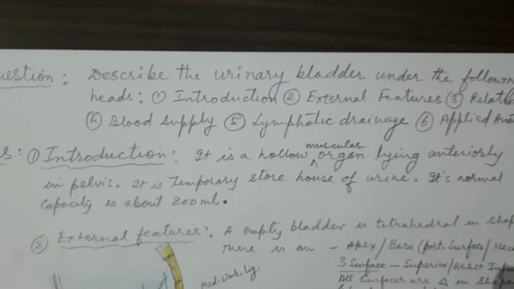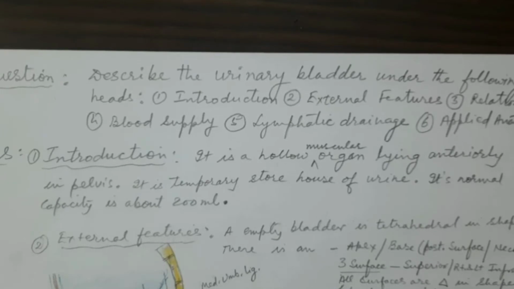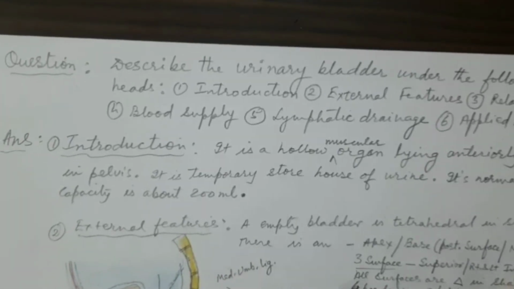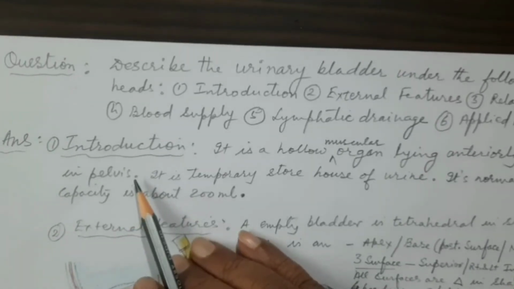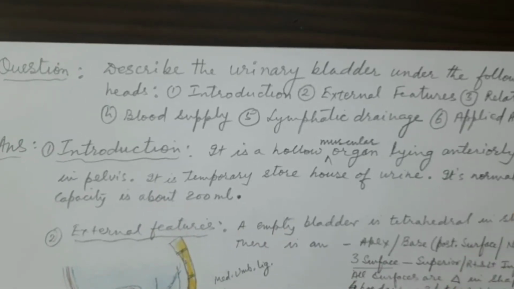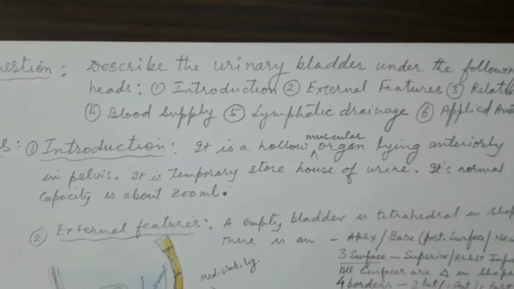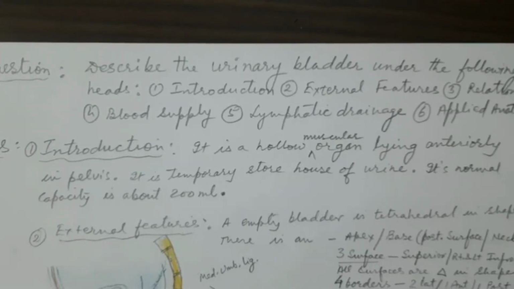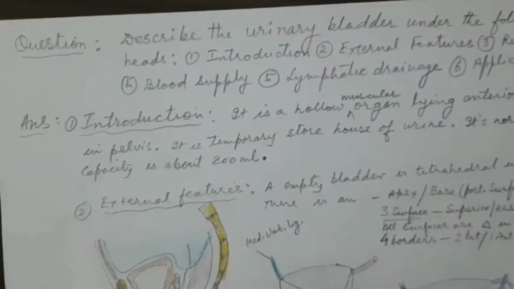Okay, let us come to the answer, and the first point in the answer is the introduction of the urinary bladder. When you write the introduction, you may write a few sentences like this: that it is a hollow muscular organ. It is a bag in which the urine is filled. It is a hollow muscular organ which is lying anteriorly in the pelvis.